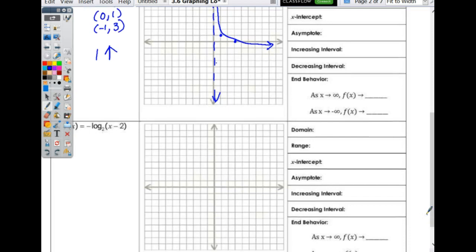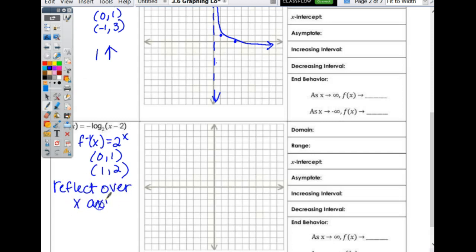What's the base for the next one? So that makes my point 0, 1 and 1, 2. What does the first negative do? Reflection over x. And then -2 moves it 2 to the right, correct?